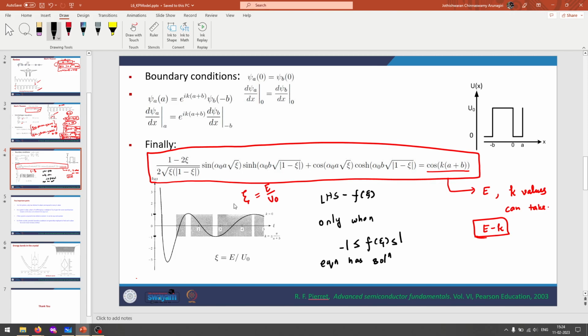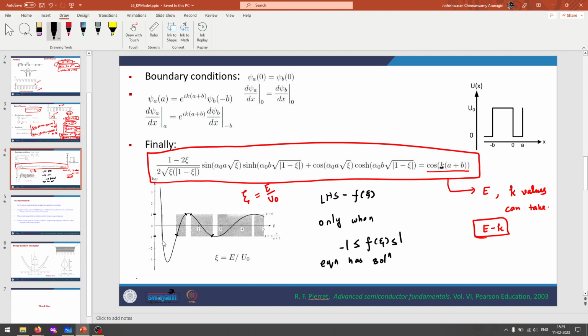First we have to find out at what values of xi I have allowed solutions. Those are these gray regions that you see here. Over here it is +1 and over here it is -1. Similarly over here it is +1, over here it is -1. Only in these regions do I have allowed solutions of k. Is that clear? Okay, so those regions have now been identified.